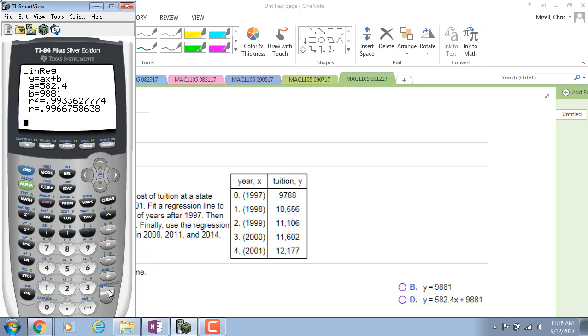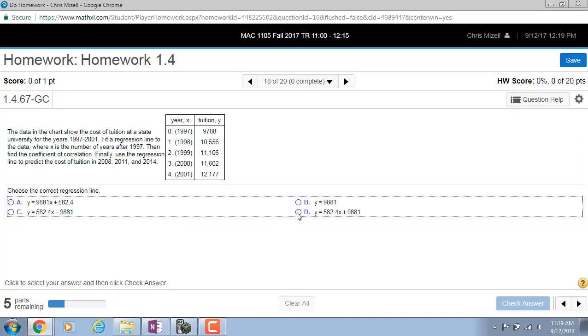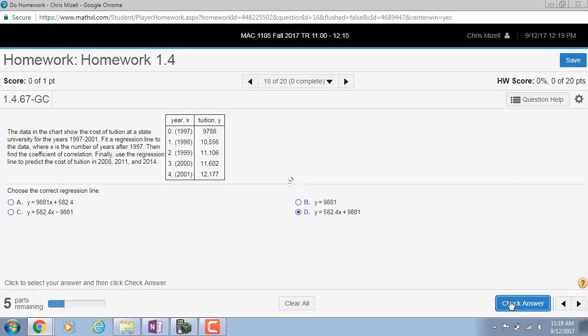So we'll keep this in mind. In multiple choice, the A represents the slope, because it's y equals ax plus b. The B represents the y-intercept. So I'm thinking D. Y equals 582.4x plus 9,881 is the equation of this straight line. So if I can get back to here, I'm going to select D and check answer. So far so good. Press OK. There it is. Thanks for the heads up on that correlation coefficient.